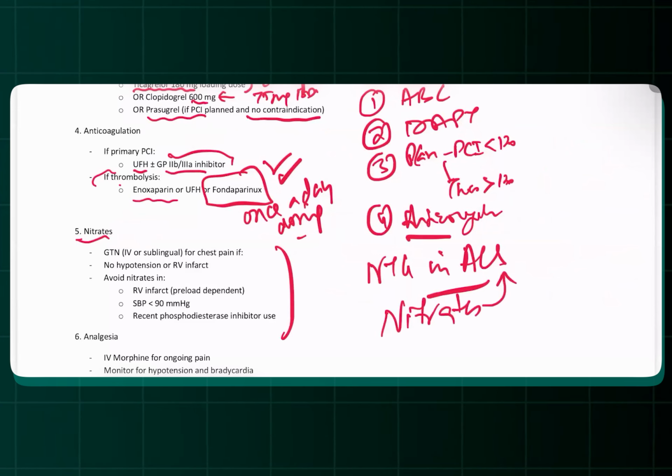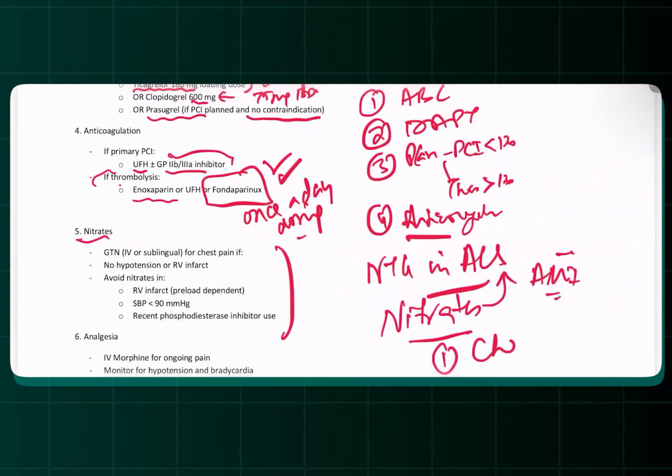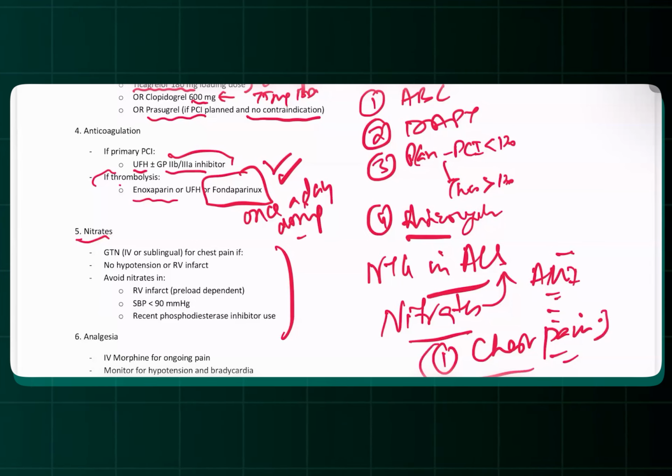Sir, if persistent chest pain is there. Okay, persistent chest pain is there. And there is no contraindication like hypotension. Okay, so for chest pain, we are giving nitrates in MI. Also helps in reducing preload. Okay, so what are the indications? Come on, tell me the indications.